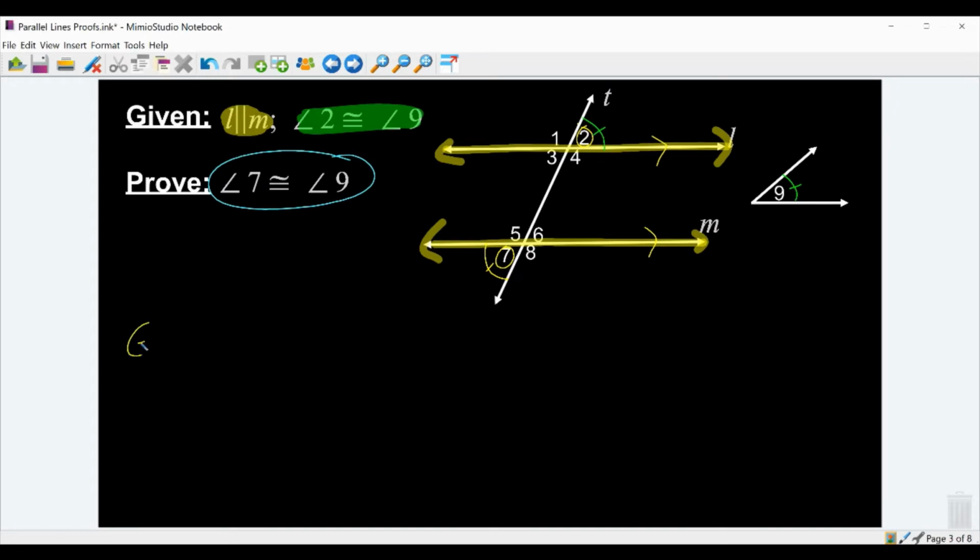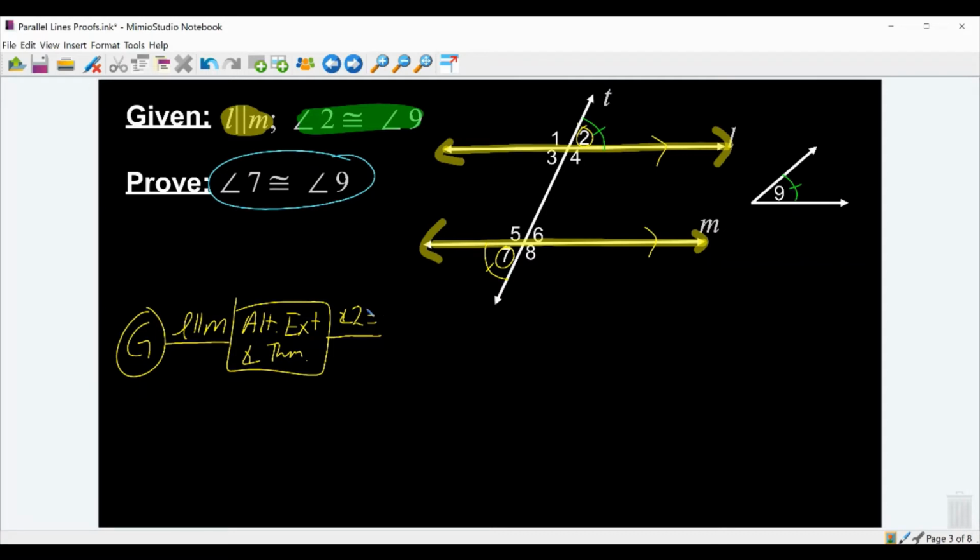So in my proof, I'm going to start with a G for given. And what am I directly given? I'm given that the lines are parallel. So L is parallel to M. And I'm going to use alternate exterior angles, so the alternate exterior angles theorem, to prove that angle 2 is congruent to angle 7. And that's on top of the fact that I'm already given that angle 2 is congruent to angle 9.